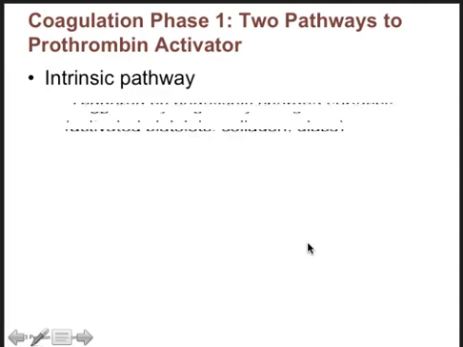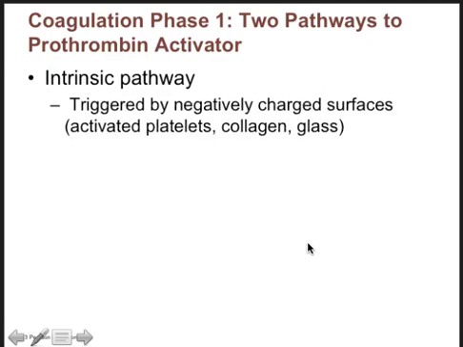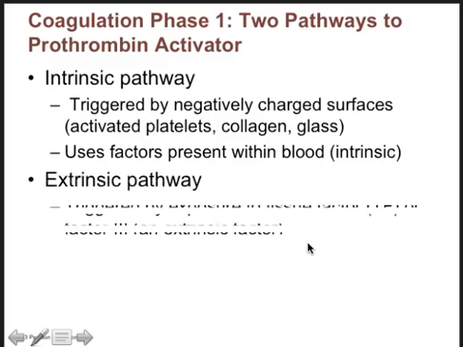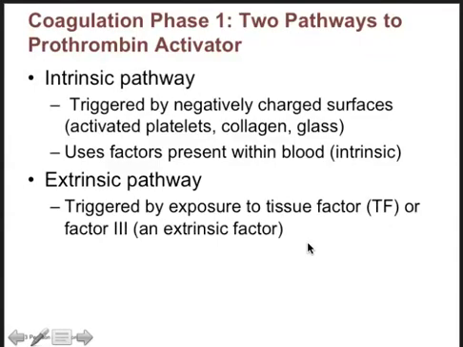The intrinsic pathway is triggered by negatively charged surfaces, such as activation by platelets, collagen, or foreign substances. It uses factors present within the blood already, while the extrinsic pathway is triggered by exposure to tissue factor or factor 3, which is an extrinsic factor. So the starting points are a little bit different.